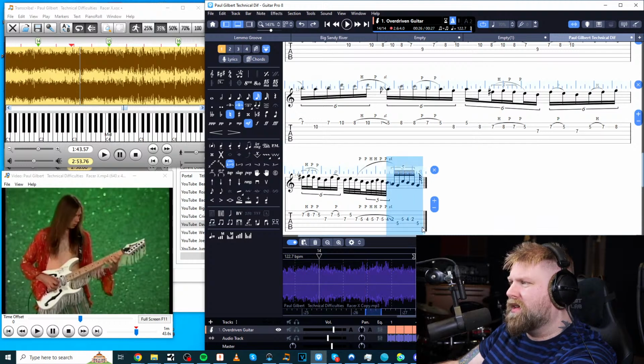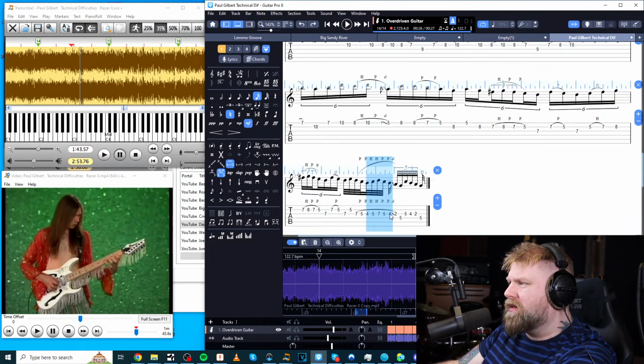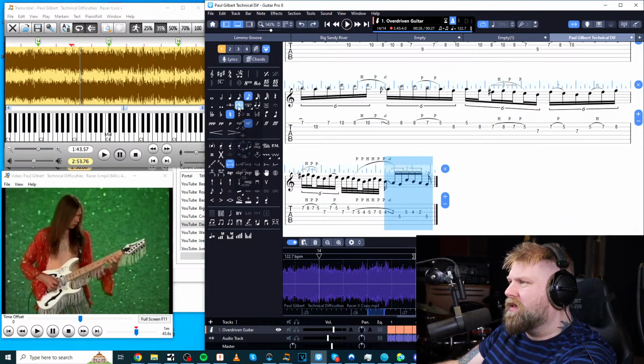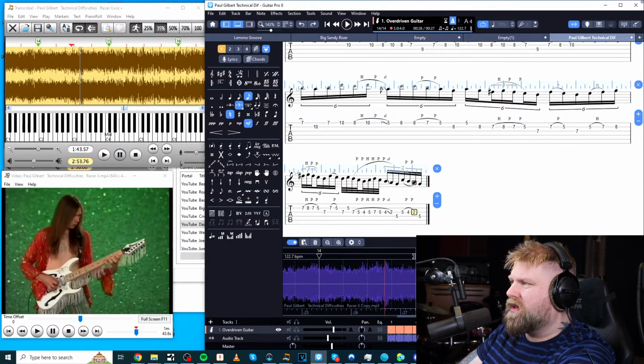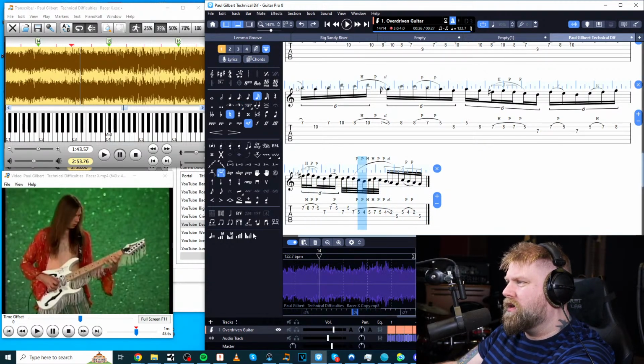So again, I'm going to quantize this heavily. I'm going to do 1, 2, 3, 4, 5, 6, 7. Looks nicer on the page. Gives you all the information you need, within reason.